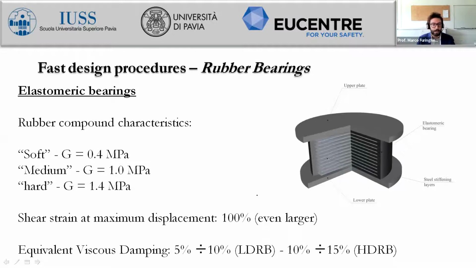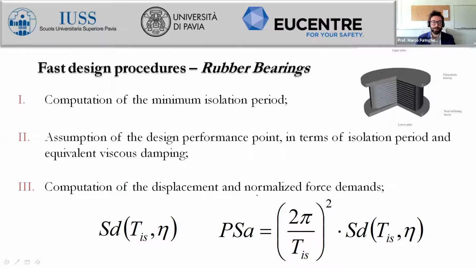This is another very important parameter, and we have considered 100% as a lower bound, since we want to have a constant value of shear modulus for the compound, and also we want to consider a constant value of equivalent viscous damping ratios. And values, as we have already mentioned, for low damping are from 5 to 10% of damping ratios, rather than high damping, which goes from 10% to 15% and 20% for very hard compounds. So let's start with the procedure.